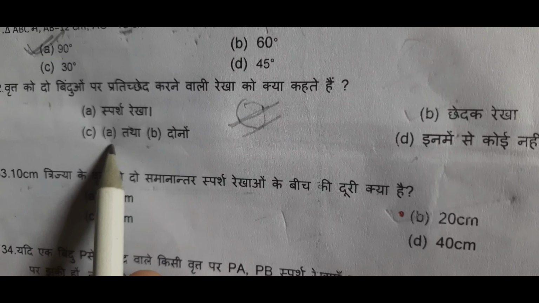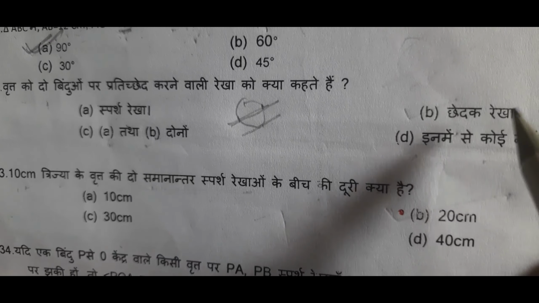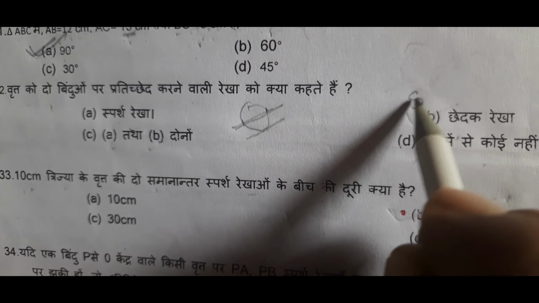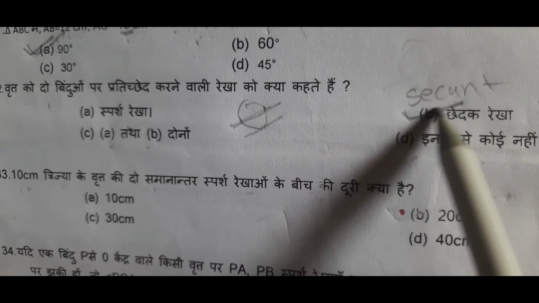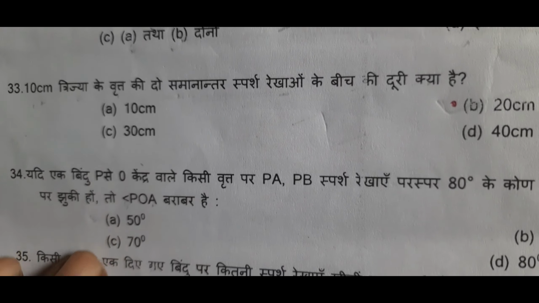This is A and B both, none of this. So secant, write this down: secant. Secant is the answer. Secant is the correct answer. Now question number 30.